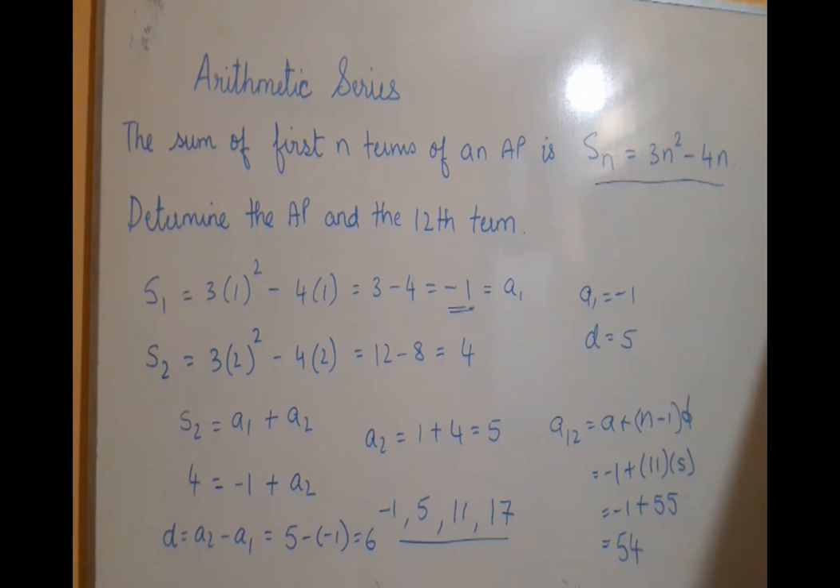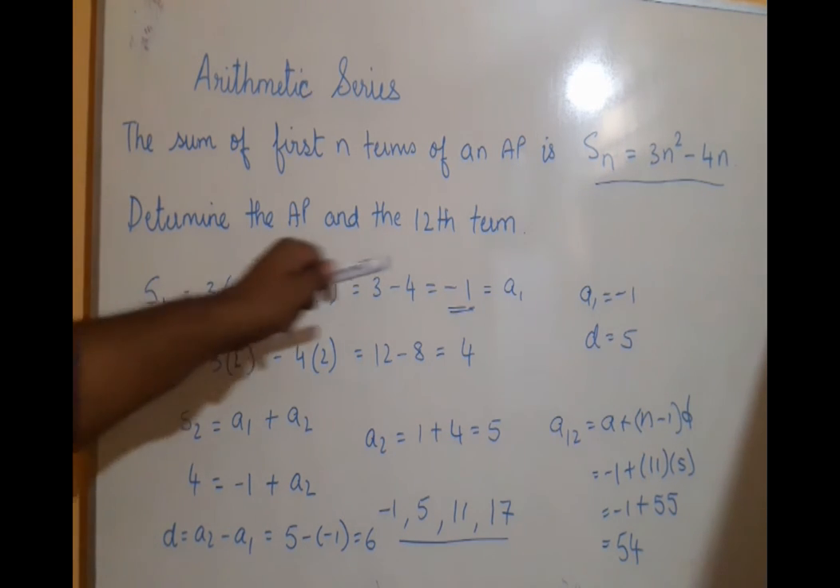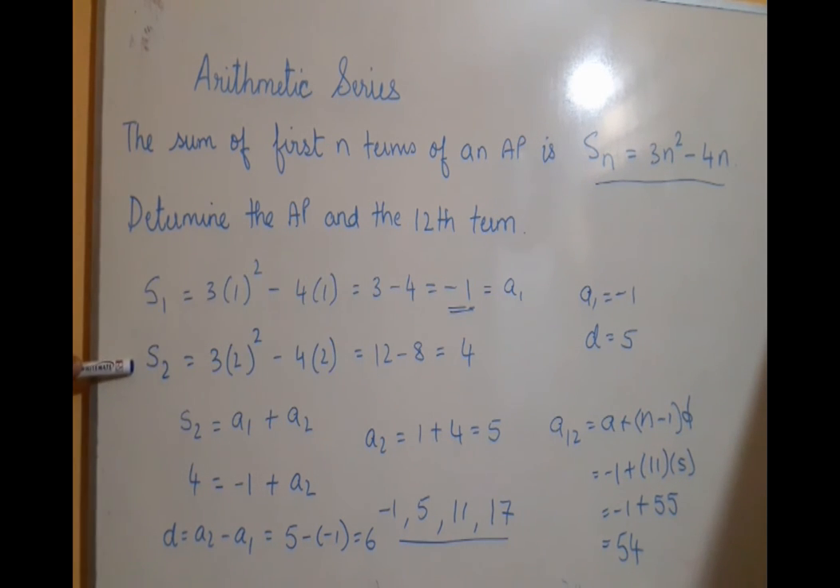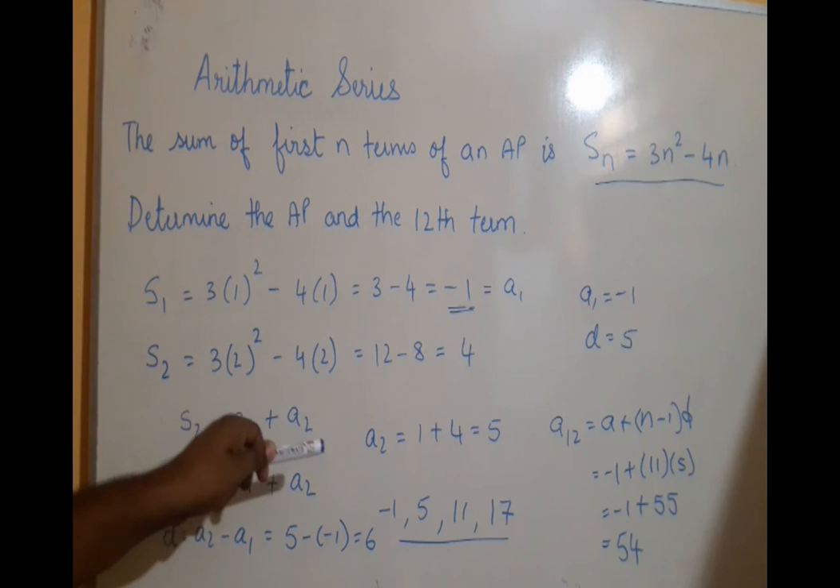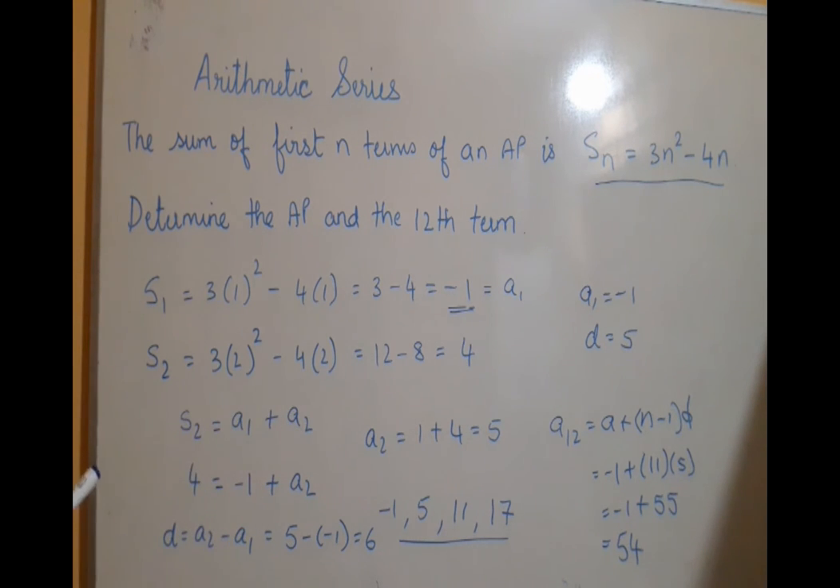So this is a slightly different type of sum. Again, we are given the general formula of the sum of the sequence, and not the term. We are not given AN, we are given SN. So what we do, we first find out S1, also the first term A1, we find S2, that is the sum of two terms. From this sum of two terms, we subtract the first term, so we get the second term. And then subtracting the first term from the second term gives us the difference D.